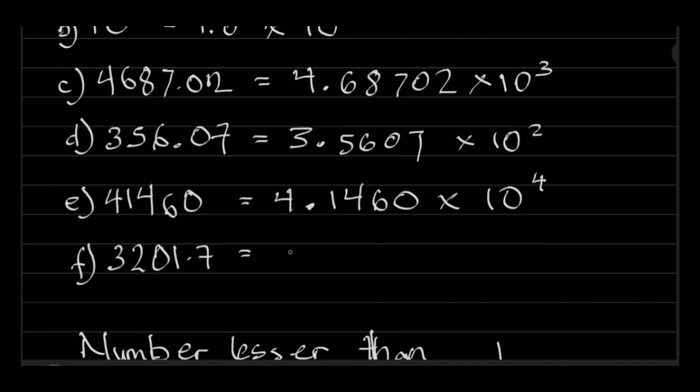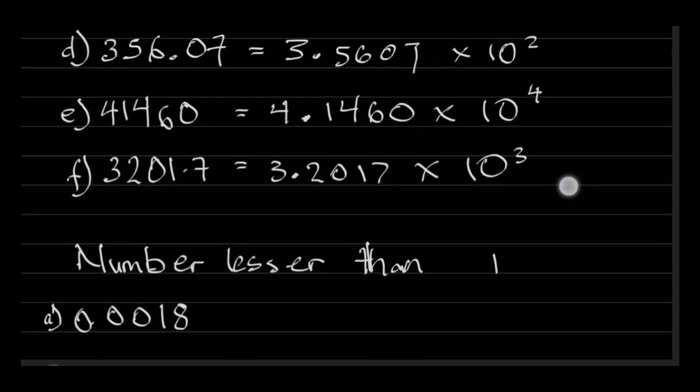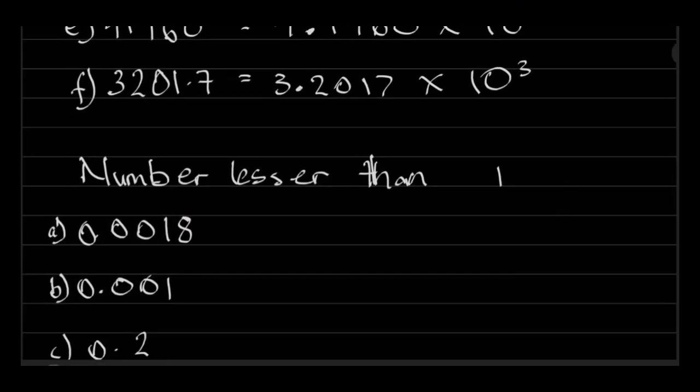And with what we have here, from 3,201.7, we'll have 3.2017 times 10 raised to the power 3, because we added 3 more decimal places. Okay, now what if the number is less than 1? If the number is less than 1, then our power will be negative. So if we have numbers like 0.0018 or 0.001, our power would be negative.